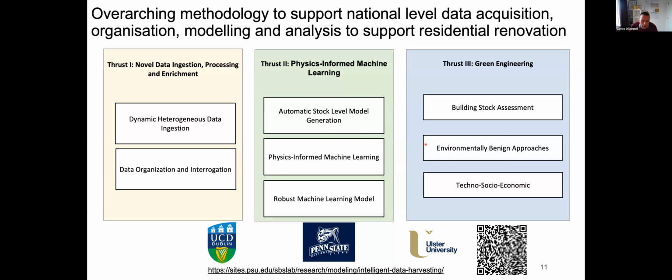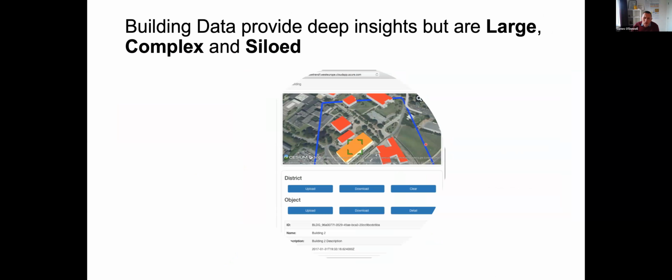Okay. So I think it stands to reason there's a lot of information required to analyze a given building, not to mention a building stock. And one key issue is a lot of that information can be significantly large in volume, it can be complex and also siloed. So we're looking at pulling this information together in a form that's readily accessible.